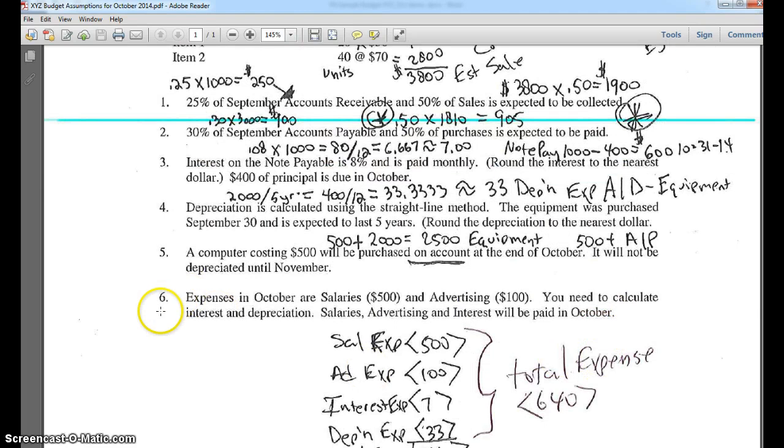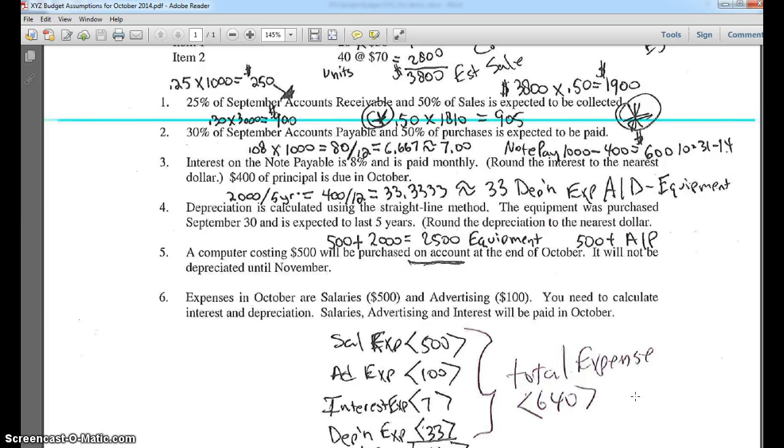The next assumption is the expenses we're going to have for October. Salaries of 500, advertising of 100. And then it says you need to calculate the interest and depreciation, which we actually already did. So if you want to calculate the total projected expenses for October: salaries, 500; advertising expense, 100. We calculated above interest expense of $7, and depreciation expense of 33. If you add up those four expenses, you would come up with total expenses of $640.